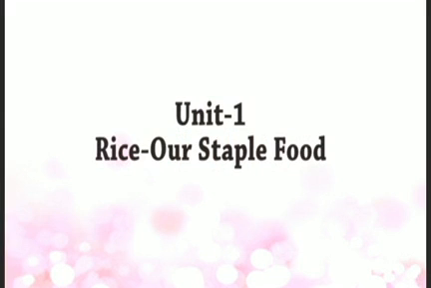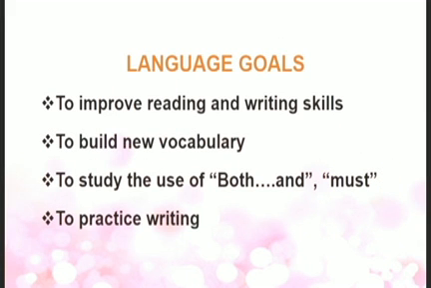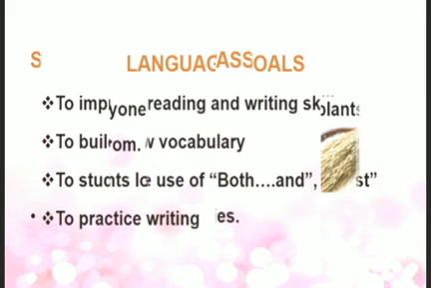In this unit, before you start learning the lesson, you need to know the learning goals and language goals. The learning goals are to give knowledge about the climate and the soil of rice producing regions in Myanmar, and how rice is grown and prepared. Moreover, it is aimed for the students to improve reading and writing skills, to build new vocabularies, to study the use of both-and constructions and mass constructions, and to practice writing as the language goal.